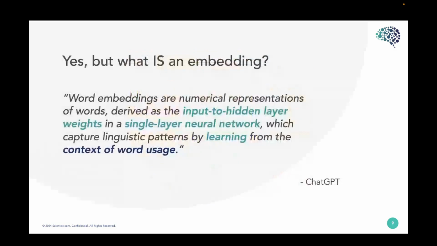Obviously, that's a mouthful, so let's break it down. Word embeddings are numerical representations of words. That's the vector part. They're lists of numbers. They are derived as the input to hidden layer weights. We know what the input to hidden layer weights are based on our last talk, right? Those are the weights that connect the input layer to the hidden layer in our single layer neural network, which we talked about last time, which captures linguistic patterns by learning. That's the back propagation from the context of word usage. And frankly, that's what we're going to spend most of our time on today.